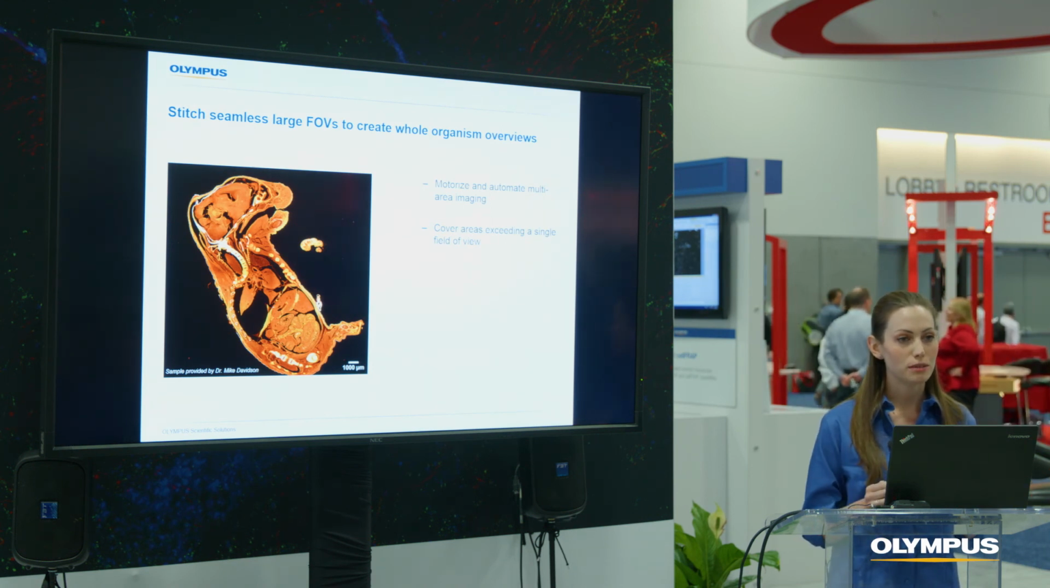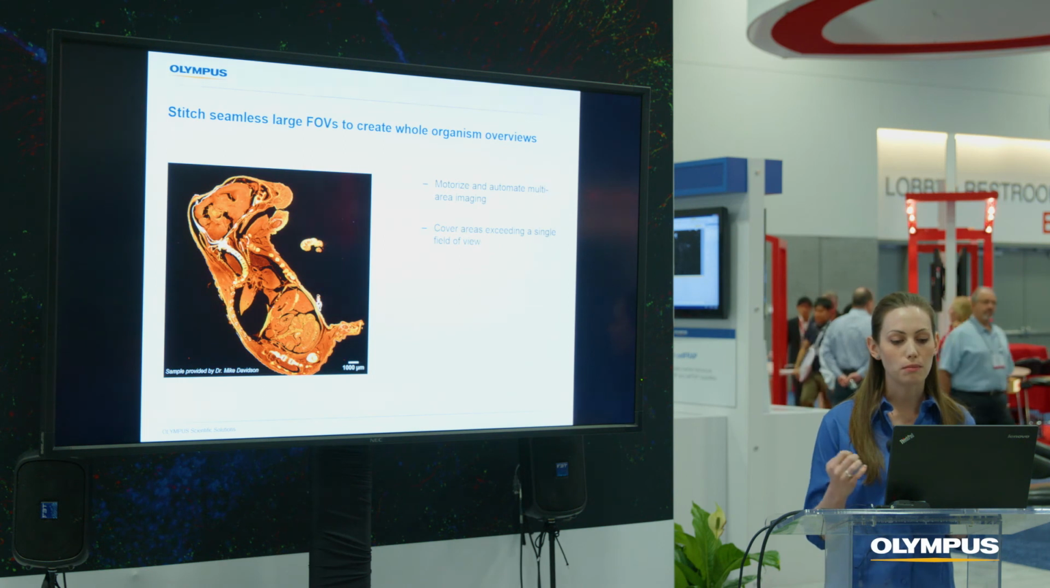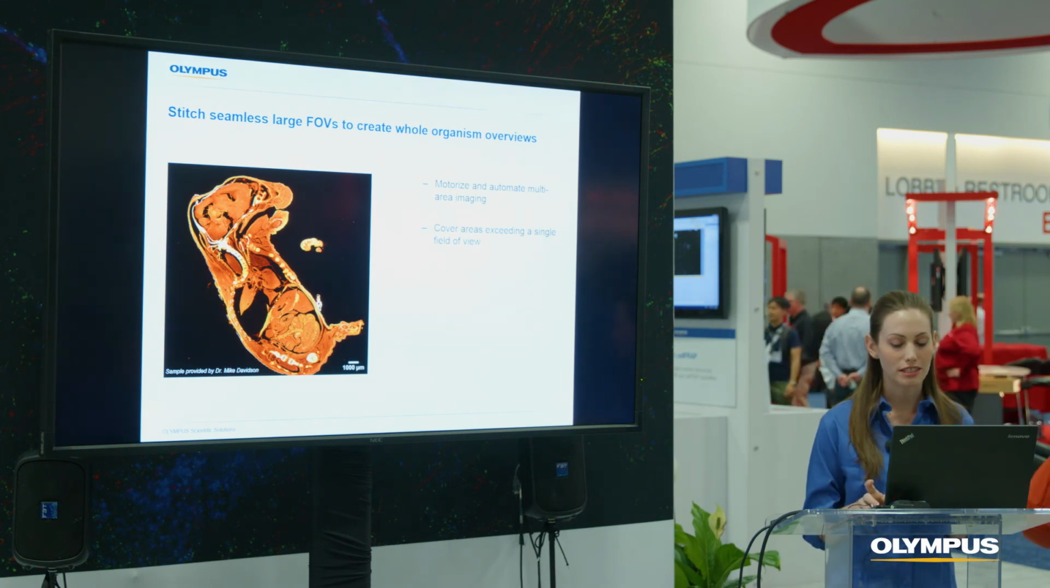So this image here was captured with 2x2 tiling and stitching. And with this method, you can motorize and automate multi-area imaging to cover images that exceed a single field of view.